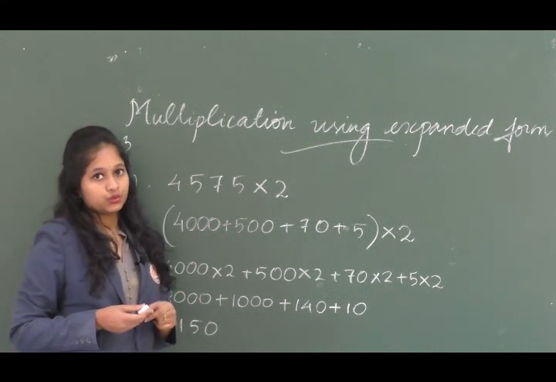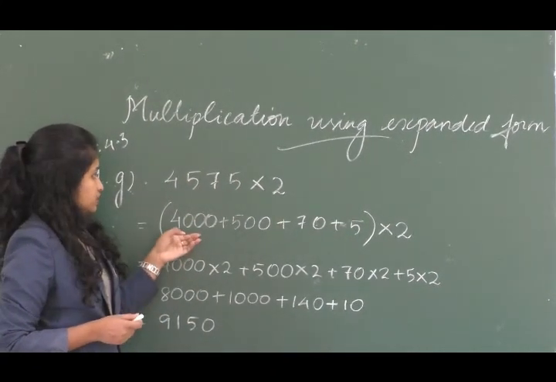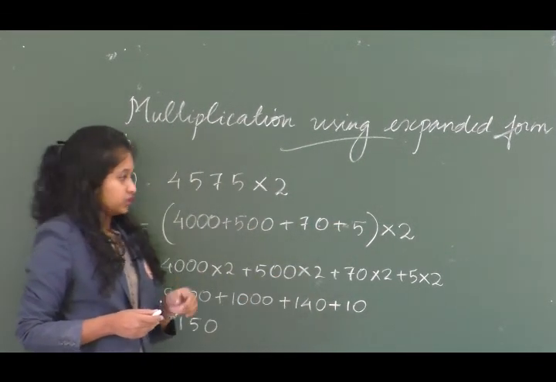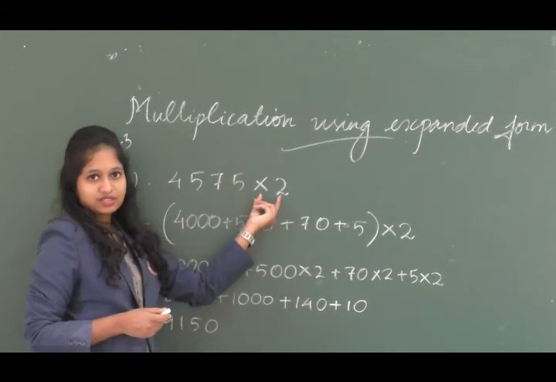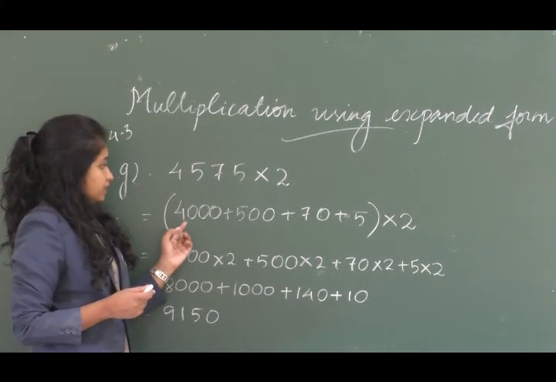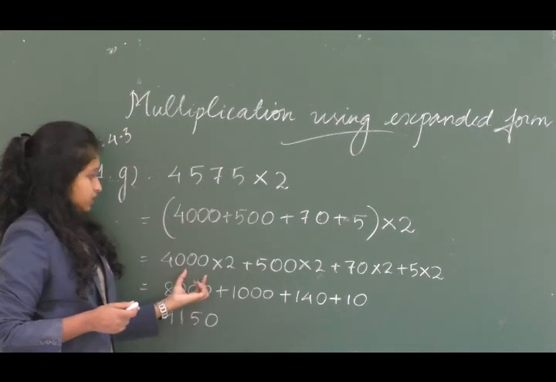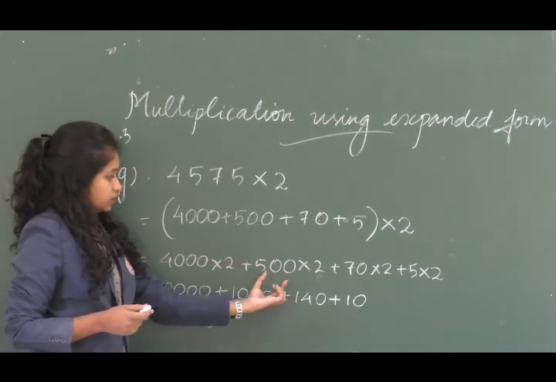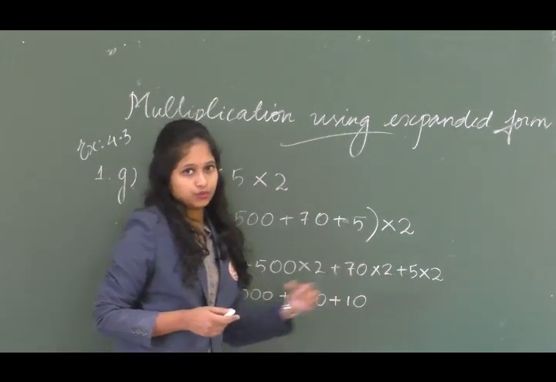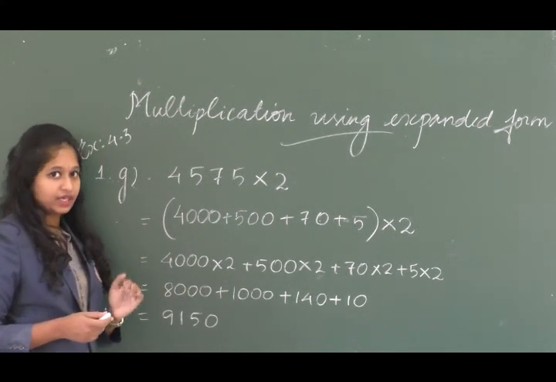4,575 into 2. How to expand this number? It is 4,000 plus 500 plus 70 plus 5. Write the expanded form and write this into 2 as it is. Next, multiply this each number with 2. 4,000 into 2. 500 into 2. Plus 70 into 2. Plus 5 into 2. Now, add all this. First you multiply and then add.